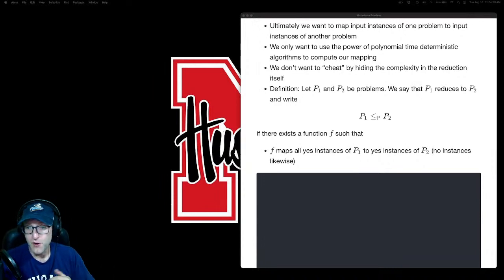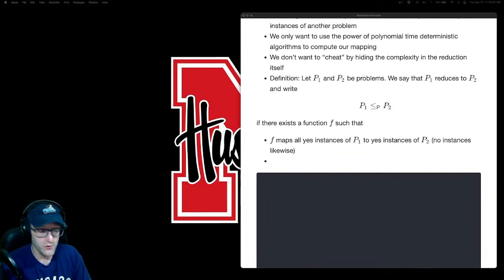Now, technical point here, it doesn't have to map yes to yes, it just has to be consistent. You could map yes to no and no to yes, like flipping the answer, but then at the end of the day, you could have just flipped it again, and it would still be a reduction. It would still be preserving those solutions, those answers. And f is computable by a deterministic polynomial time algorithm.